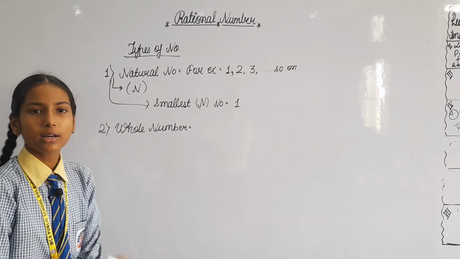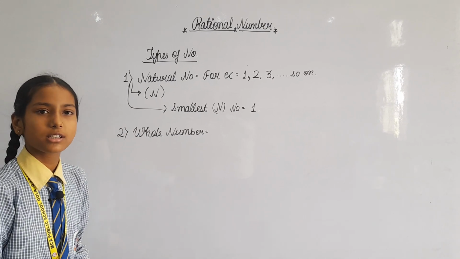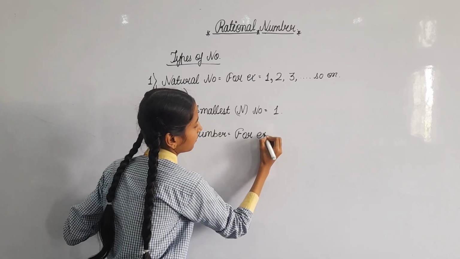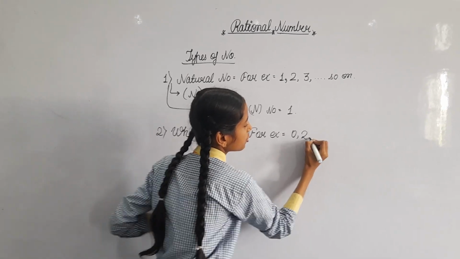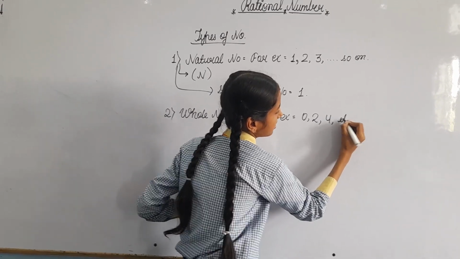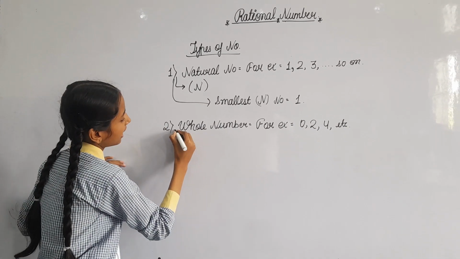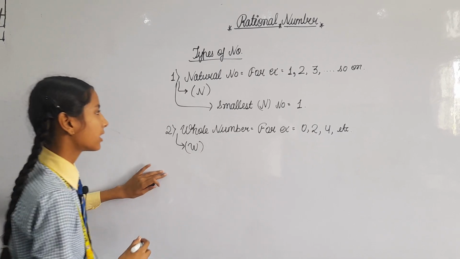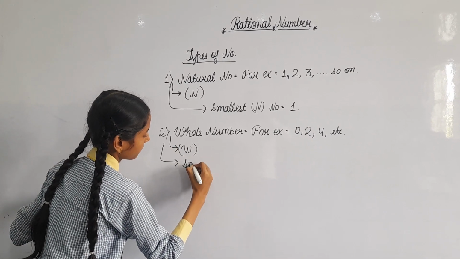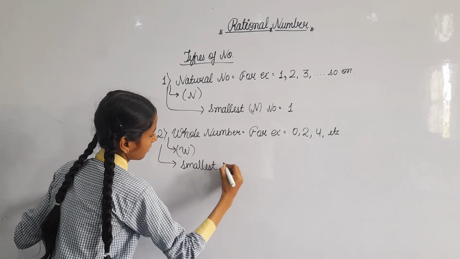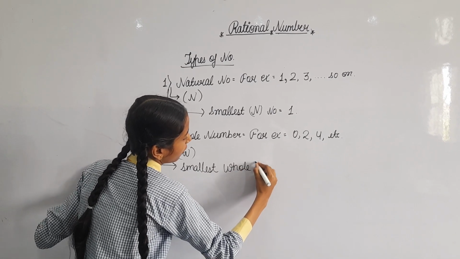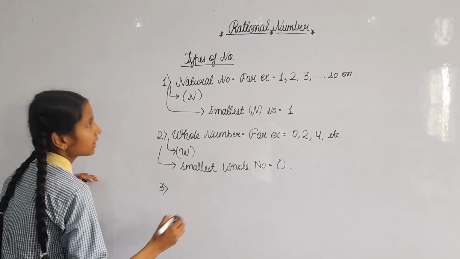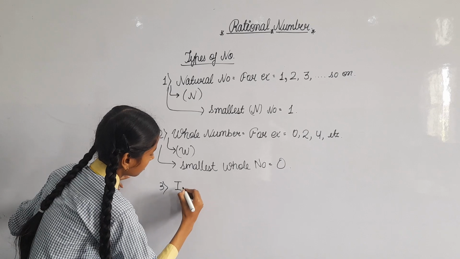The definition of whole number is all counting numbers together with 0 are called whole numbers. For example, 0, 2, 4, etc. And the alphabet which we use to indicate it is W, and the smallest whole number is 0. Now the third type of number is integer.